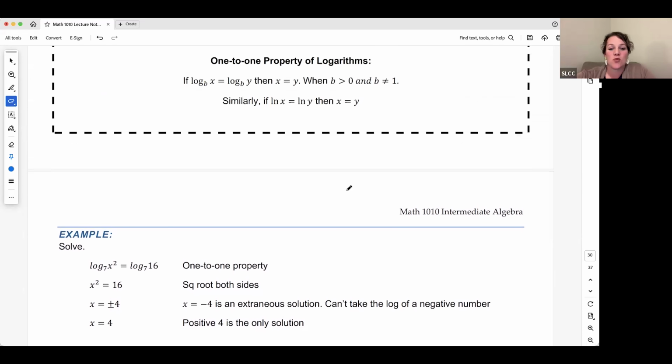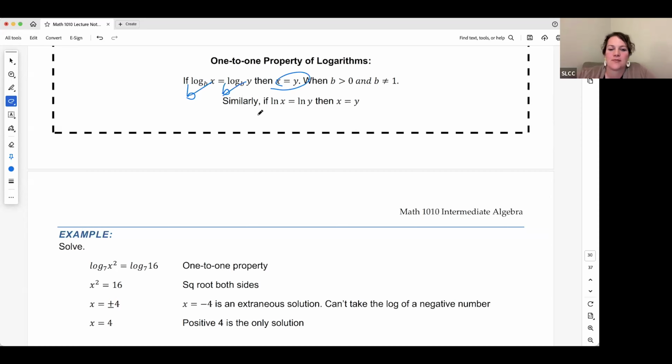So what does it mean to be one-to-one? The log base b of x equals the log base b of y. Notice there's a log base b on both sides. And what did we talk about? Undo by raising both sides to the base. They're the same base, so b to the log base b will undo each other, and x equals y.